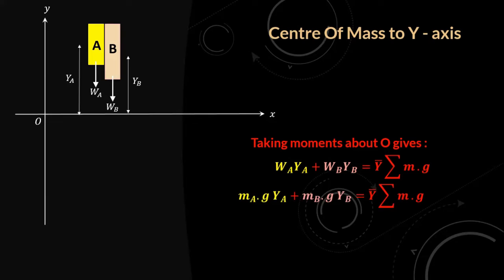By canceling gravity on both sides, left and right, we can simplify this equation to be W bar equals MA times YA plus MB times YB over sigma of mass.